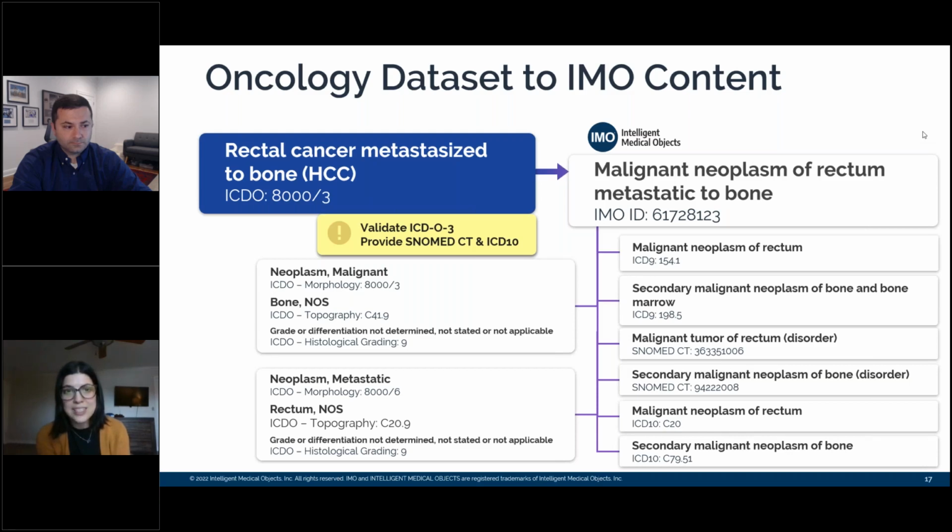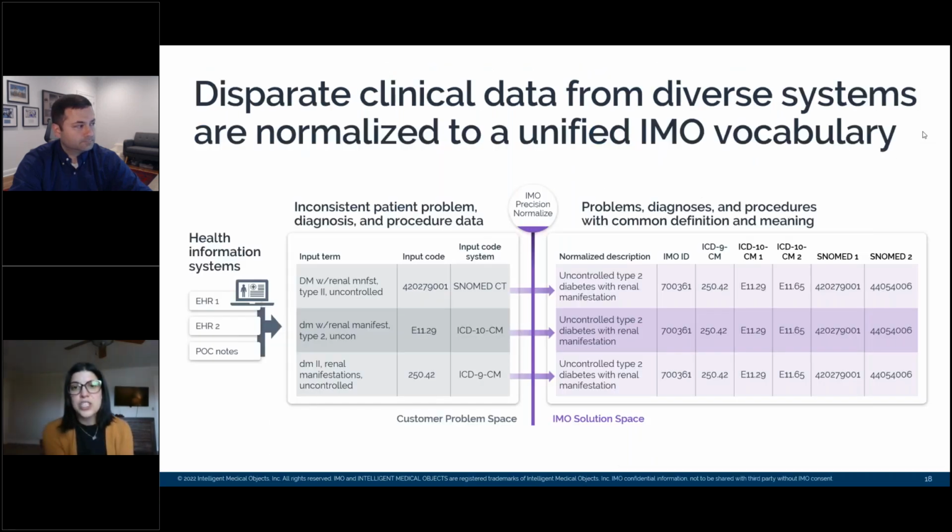Moving on to the next. Just going through more examples of how IMO is able to add back in information that could have been lost or never captured to begin with, and tying this to a use case like patient cohorting, for example.